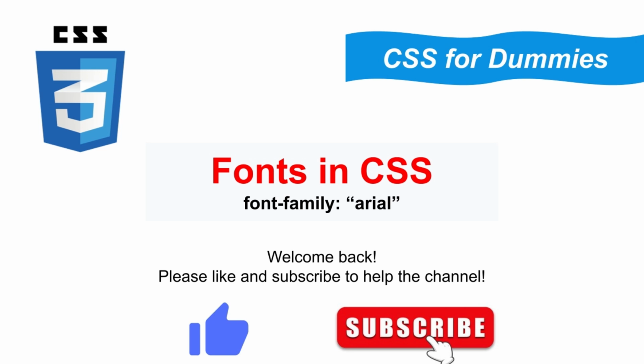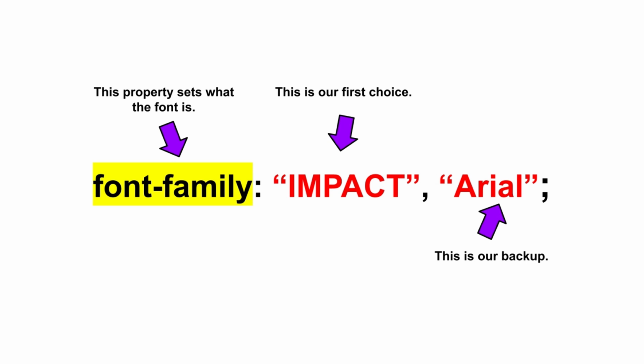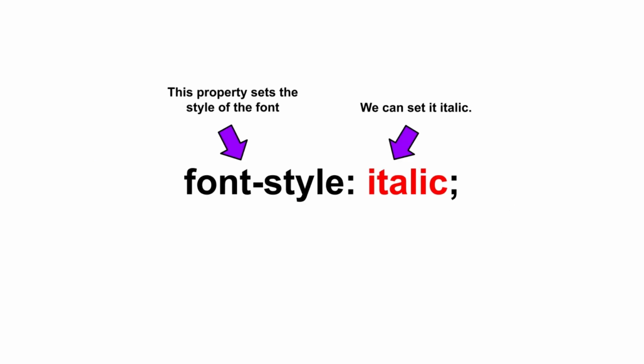In today's video, we will learn how to use different CSS properties to change the appearance of an HTML text element. There are many CSS properties we can use to change the appearance of an HTML text element. For example, the color property, the font family, the font style, and more.